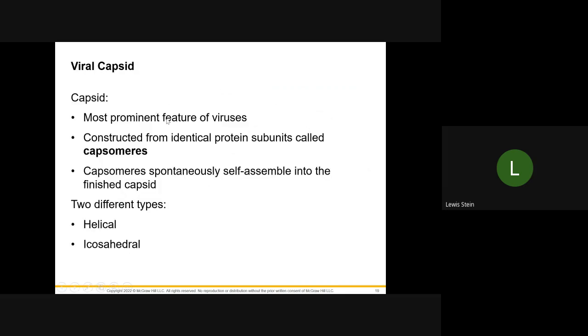So the capsid. When I talk about the capsid, I'll talk about its shape or its architecture, or its capsid structure. That's one of the features you need to remember. Okay, so it's very prominent. Again, the individual units are called capsomeres. I've seen it misspelled as capsimers. Doesn't matter, they're the same thing. And they spontaneously self-assemble.